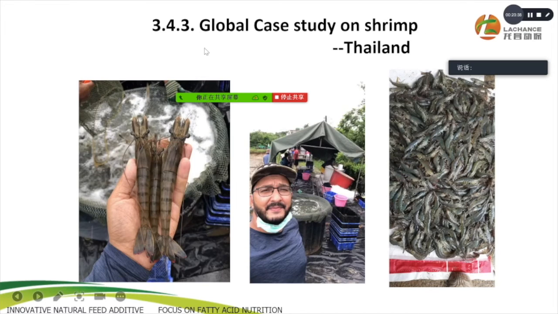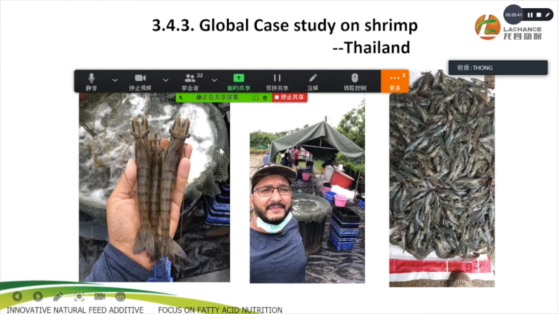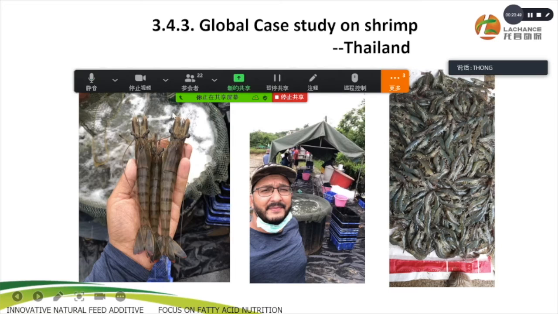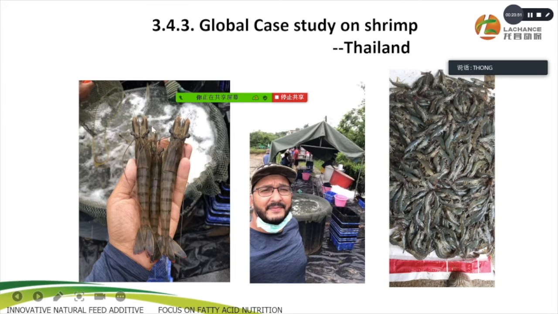And this is from Thailand. Of course, we have many, many others, but the time is limited. I just share these three global cases, hopefully they can help our farmers. So this is from Thailand, Satong.